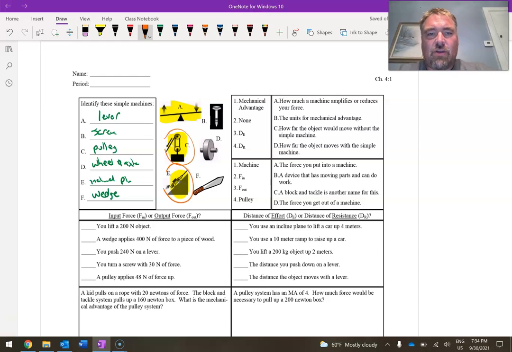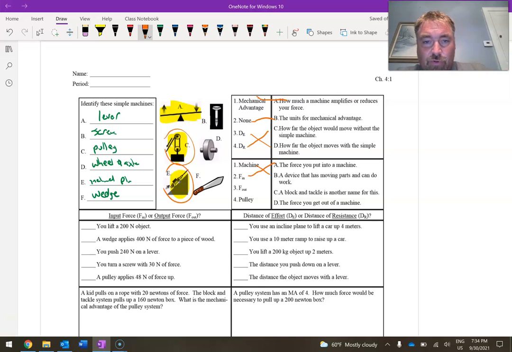Over here, kind of matching up mechanical advantage. Mechanical advantage is how much the machine amplifies or reduces your force. The units for mechanical advantage are none. How far the object will move without the simple machine, that's actually the distance of the resistance. And how far the object moves with a simple machine, that's DE, the distance of the effort. A machine is a device that has moving parts and can do work. It actually transforms the work that you put into it into some other type.